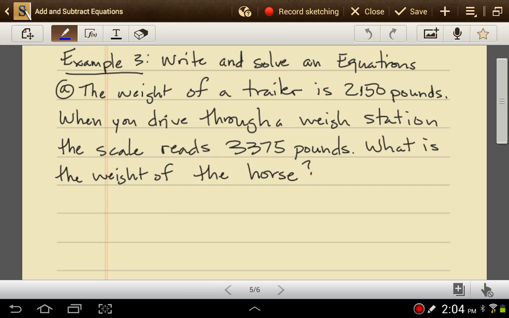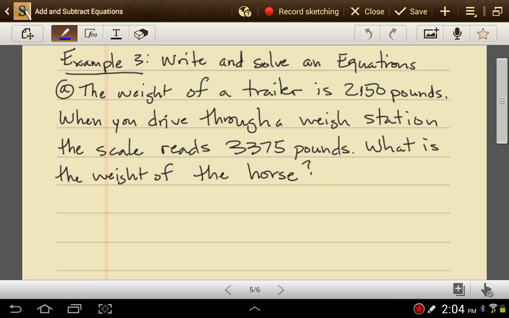So don't start solving the problem ahead of time. You must have a number and a variable on one side equals a number on the other side. You need to practice that format because as the problems get more complicated, it'll make it easier to put them together. So in this example, we have the weight of a trailer is 2,150 pounds.